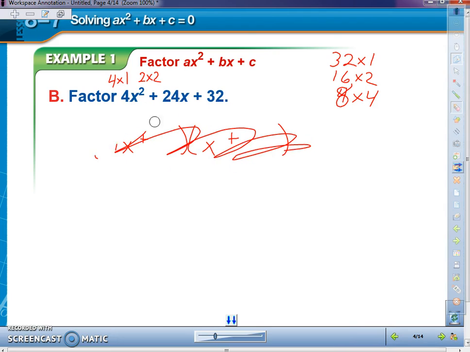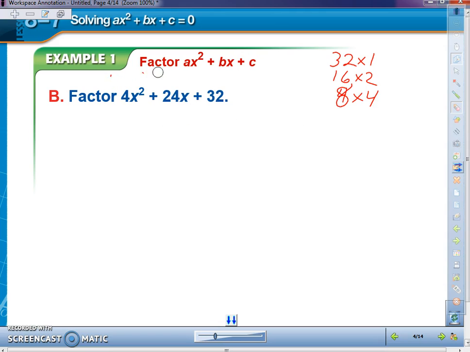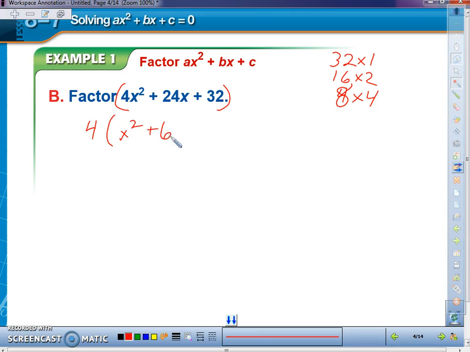First thing I've taught y'all, is there something that we can factor out of this? Well, what's divisible by all of these things? And the answer is a 4. So if I took a 4 out of 4x squared, I'm left with x squared. If I took a 4 out of 24x, and if I took a 4 out of 32, if I divided it by 4, it's going to be plus 8.